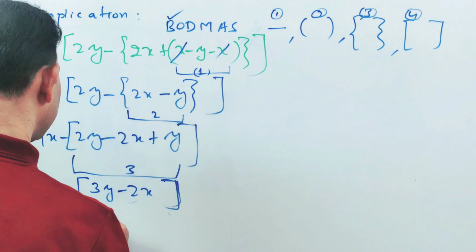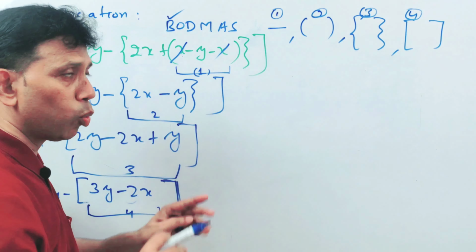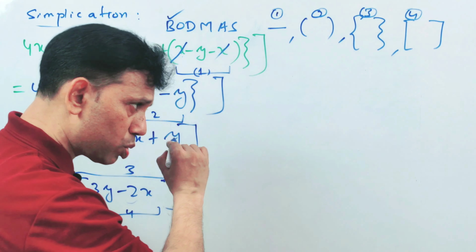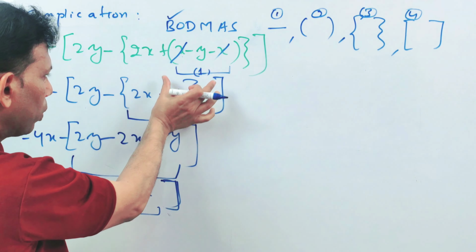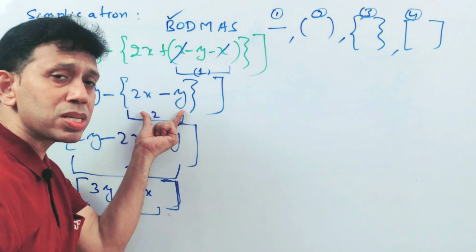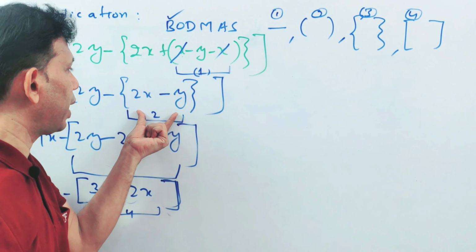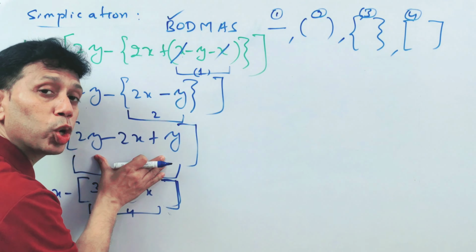So what we'll do here, this is step 4. Now we'll open the bracket. After simplifying, when you see the bracket, you see what can be solved inside. After solving this, you open the bracket. Here also after solving this, you have opened the bracket, because there is no solution to be done. So we have directly opened the bracket. Here solution could be done.